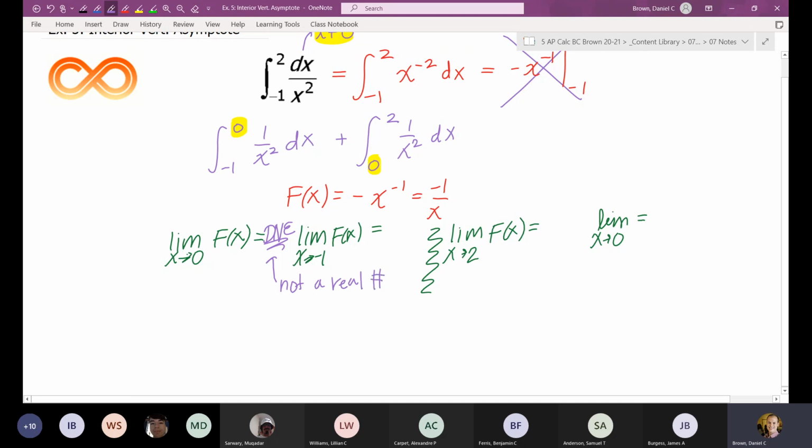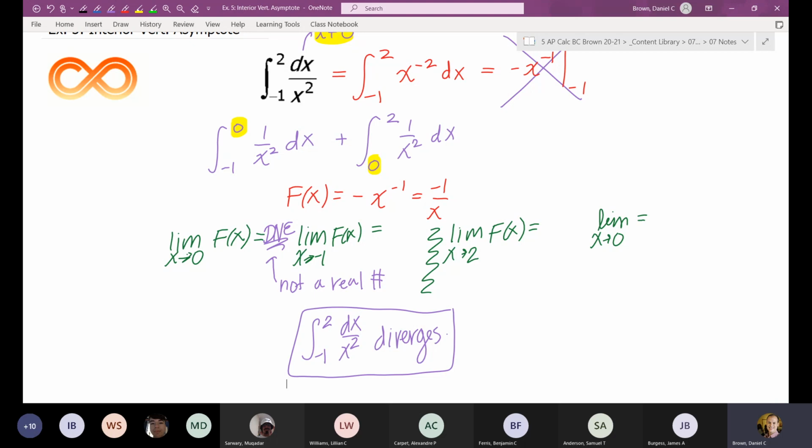So what would we say about the original integral that we were given? It diverges. And I am going to use that phrase, diverges. We're not going to describe an integral as DNE. We're not going to say that an integral is undefined. We're going to be specific and say that the integral diverges.